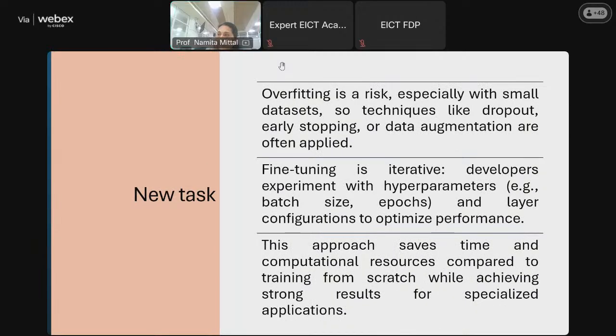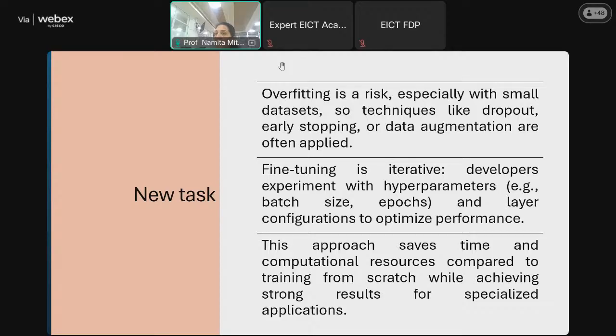So as we have already discussed in the second class, what do you mean by overfitting and underfitting? Overfitting is a risk, especially with a small data set. It means training is not yet done properly. Or it is trained in such a way that it understands only the concepts given in that small data set. It doesn't understand beyond that.